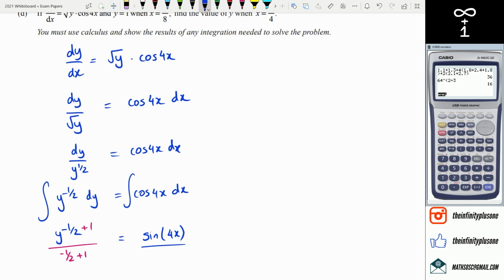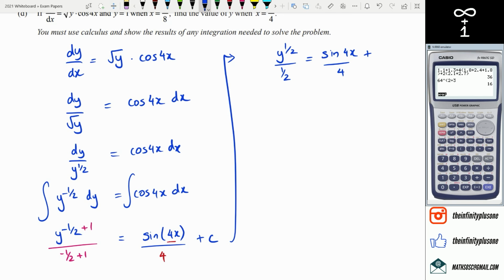And of course, I've got to divide by the differentiation of whatever's inside the bracket, which in this case is 4. And also have to put in the plus c. So working at this, I have y to the power of positive half divided by positive half equals sine 4x over 4 plus c.